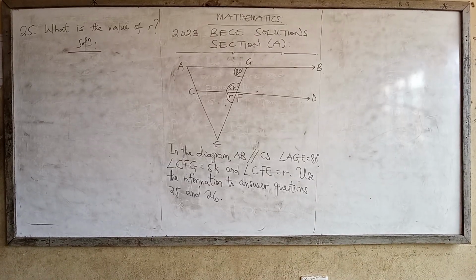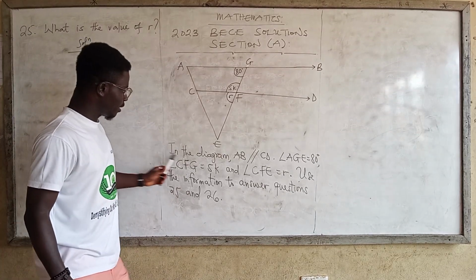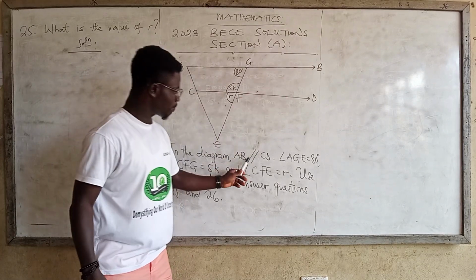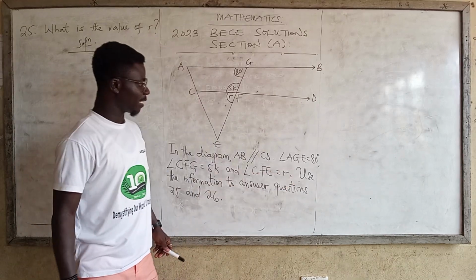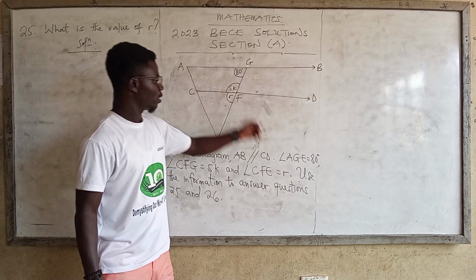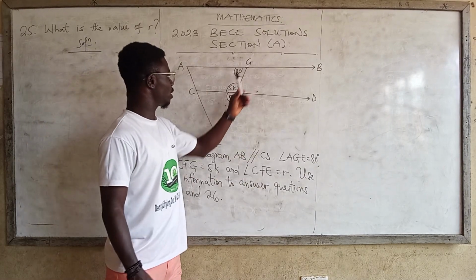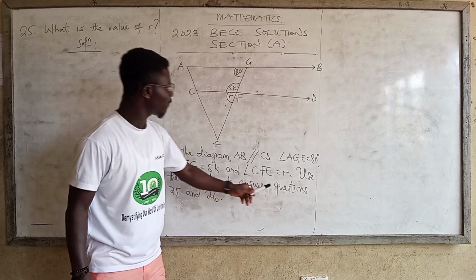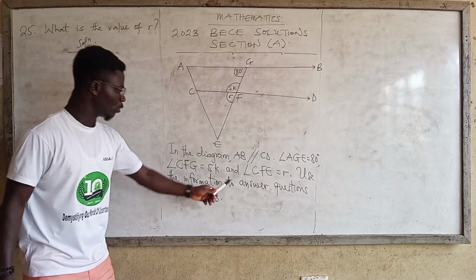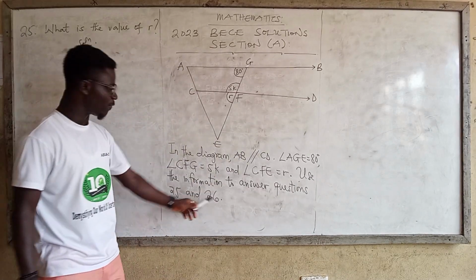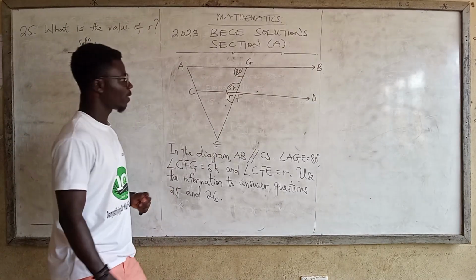All right, so let's proceed. Question 25. We have the diagram. In the diagram, AB is parallel to CD. Angle AGF, that's the letter in the middle, G. Angle G is equal to 80 degrees. Angle CFG is 5K, and angle CFE is equal to R. Use the information to answer questions 25 and 26. What's the value of R? So how do you find angle R?